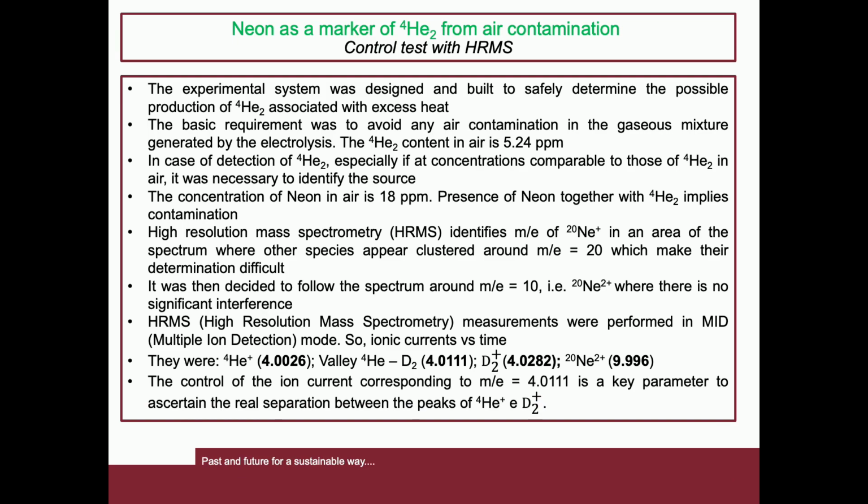The high-resolution mass spectrometry measurements were performed in multiple ion detection mode, so ionic currents versus time. They were helium-4, the valley between helium-4 and deuterium, and deuterium and neon 2+. The control of the ion current corresponding to mass 4.0111 is a key parameter to ascertain the real separation between the peaks of helium and deuterium.